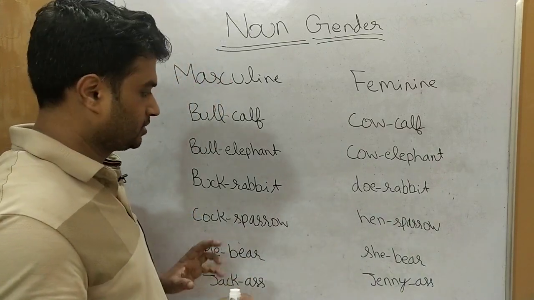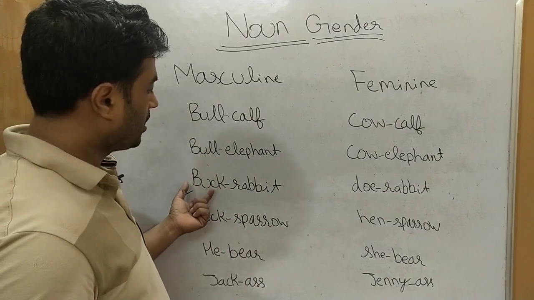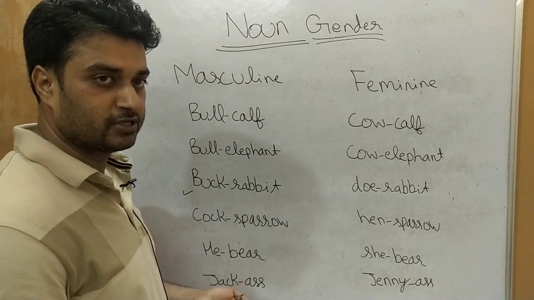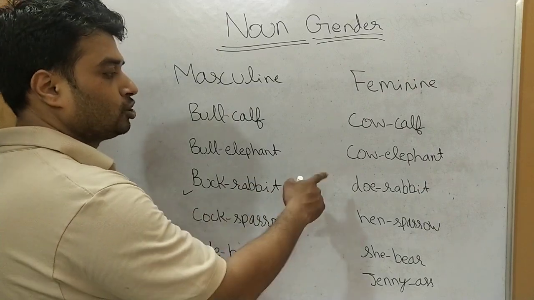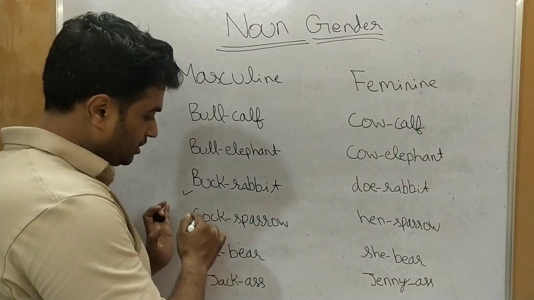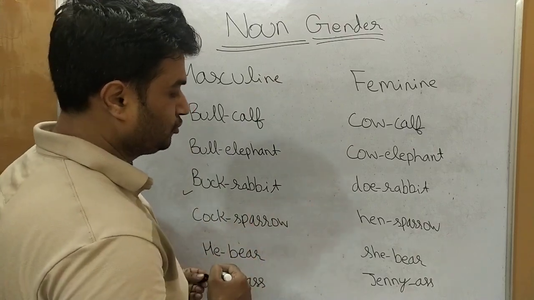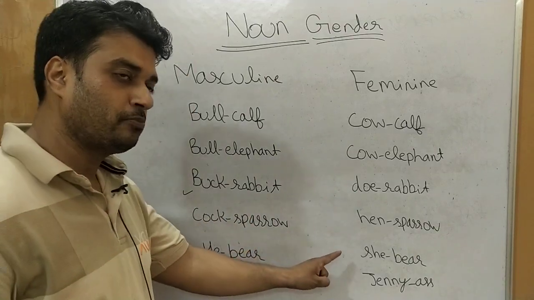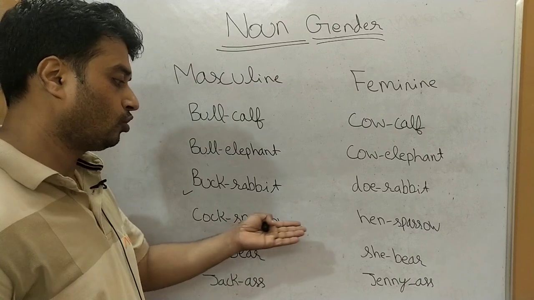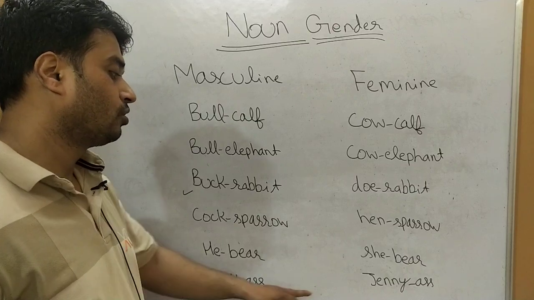Now in the beginning of this video, I told you that a buck is the male of various animals. In the same way, a doe is the female of various animals. So we can use it here: buck rabbit, doe rabbit. Cock sparrow, hen sparrow. We don't have to say he sparrow or she sparrow. We have to say cock sparrow or hen sparrow. He bear, she bear. So when you're talking about bear, then we can use he bear or she bear. And when we are talking about ass, then we have to say jackass or Jenny ass.